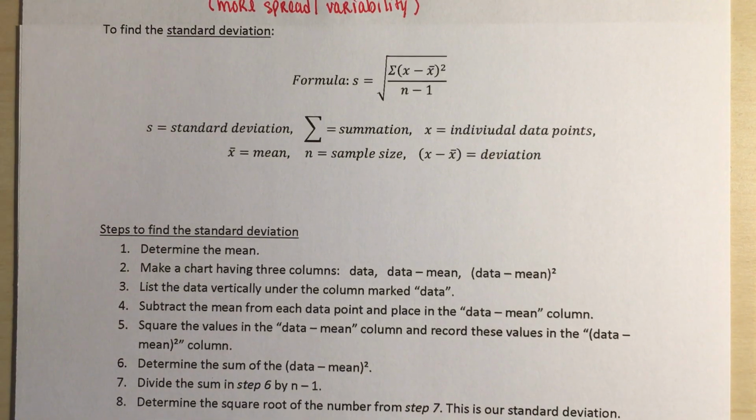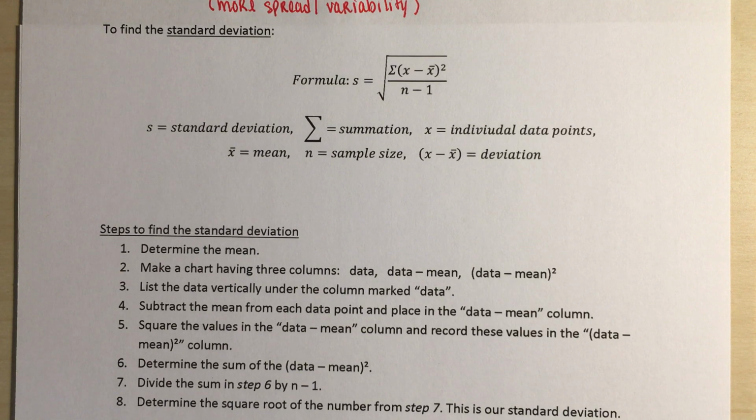All right, so when we're finding our standard deviation, we do have a formula. It looks, again, more complicated than the ones that we've seen previously in this chapter. So our standard deviation, or S, is going to be the square root of the summation of (x minus x bar) squared divided by n minus 1. Right? So again, our summation means we're going to add all of these different things.